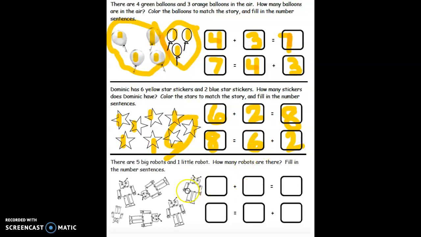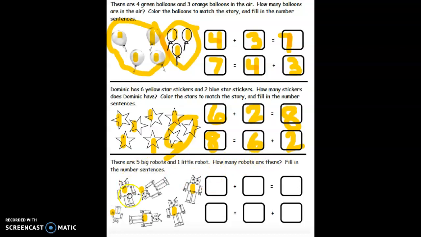Let's look at the last one. There are 5 big robots. 1, 2, 3, 4, 5. And 1 little robot. 1. How many robots are there?